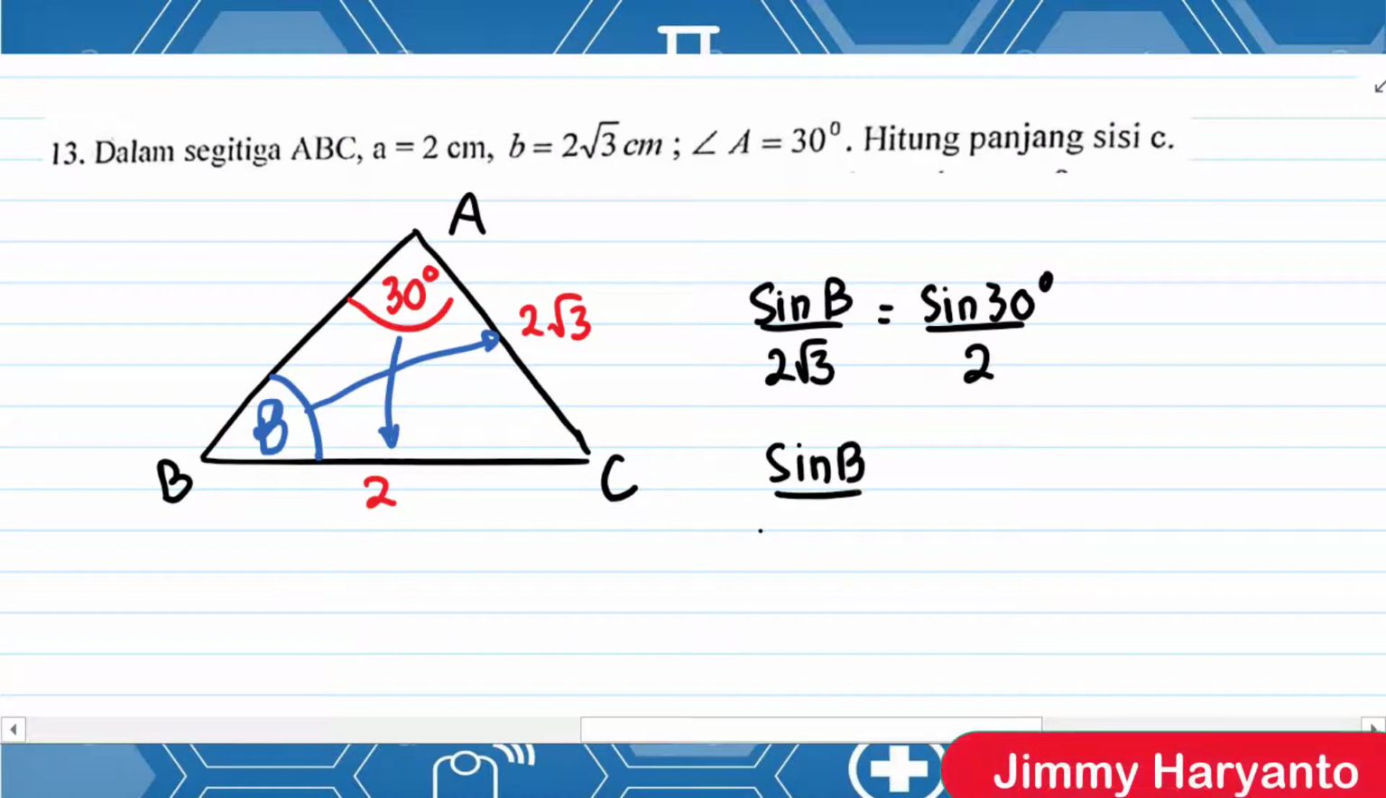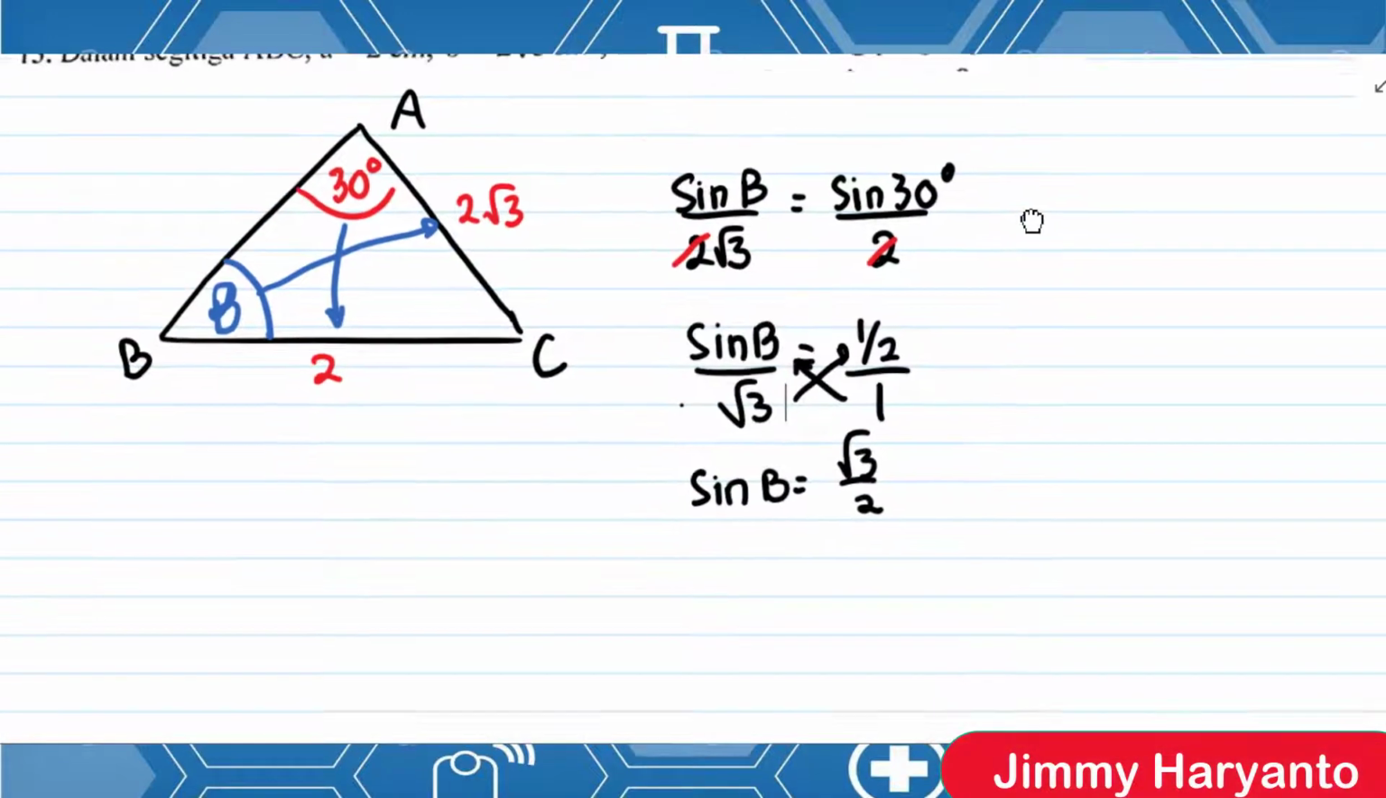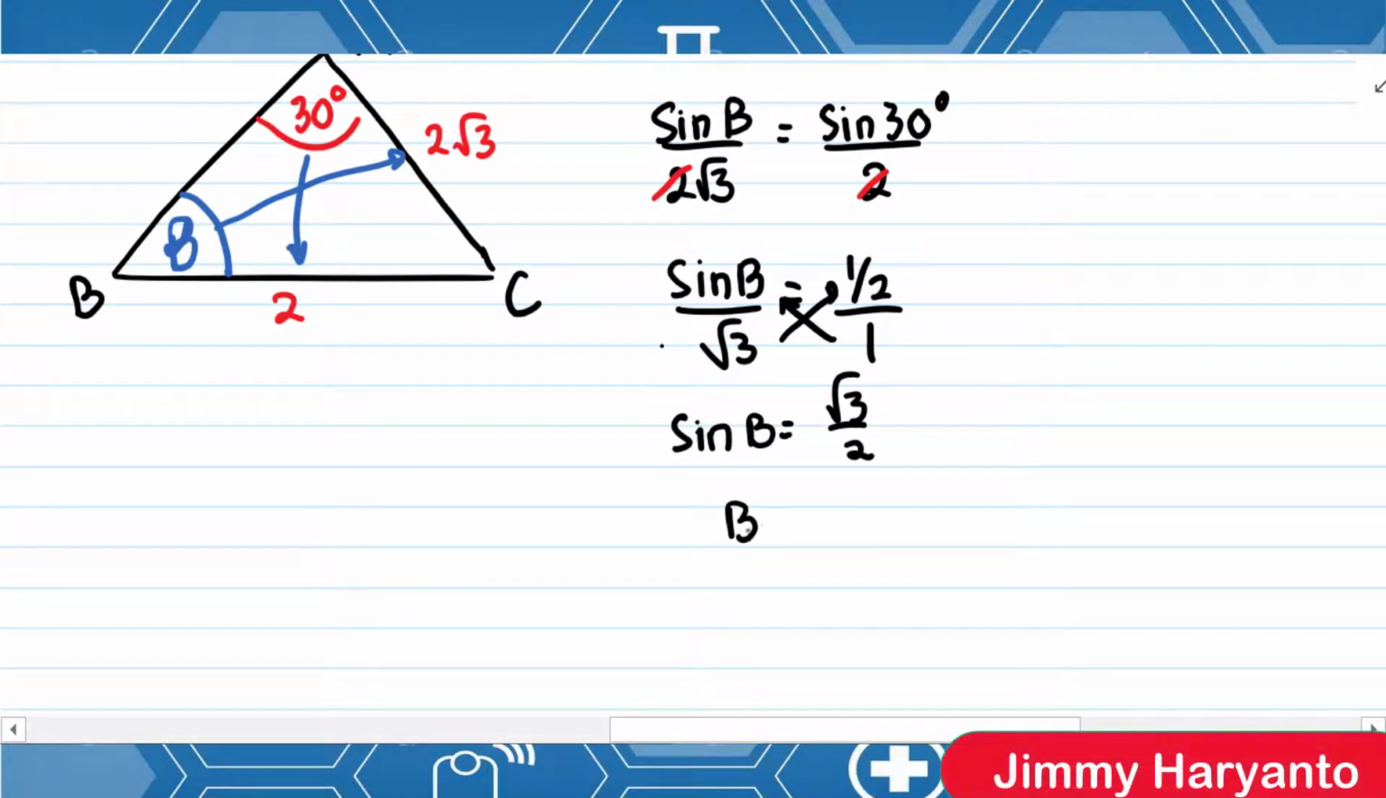Sine B over, I can cross out these 2s. So sine B over square root of 3 equals sine 30, which is half, over 1. Then cross multiplication, sine B equals square root of 3 over 2. Then I can tell that the angle B is 60 degrees, because sine 60 degrees equals square root of 3 over 2. After I get B as 60 degrees, I can tell that C is 90 degrees, because 180 minus 30 minus 60 equals 90 degrees.